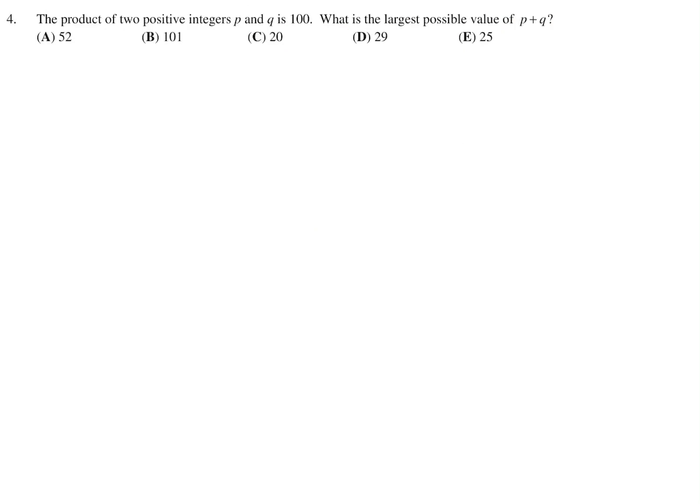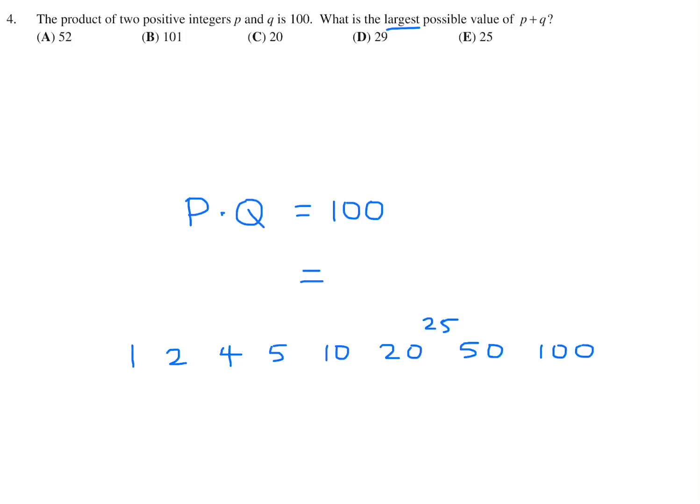The product of two positive integers p and q is equal to 100. What is the largest possible value of p plus q? Okay, so there's several ways of doing this. There's inspection, there's prime factors. If you break up 100 into its factors, there's quite a few, right? You've got, let's say, 1, 2, 4, 5, 10, 20, 25, 50, 100. So there's quite a few.